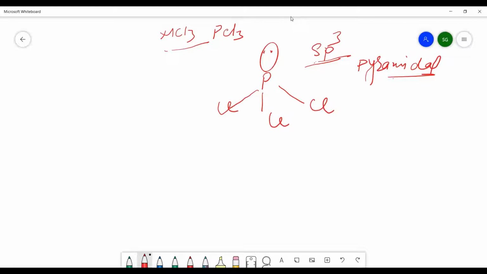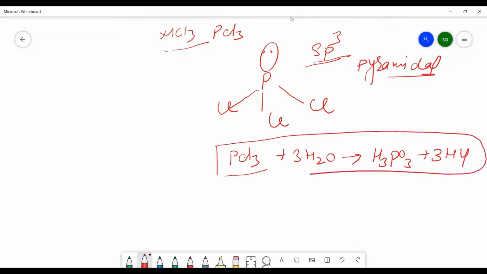Now, PCl3 undergoes hydrolysis, reacting with water, that is 3H2O. It gives rise to the formation of H3PO3 plus 3HCl. Now see how this reaction will be utilized in questions. In MCQ, it may be asked what happens when PCl5 gets moisture.